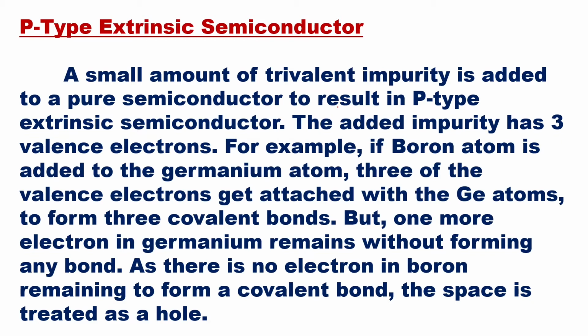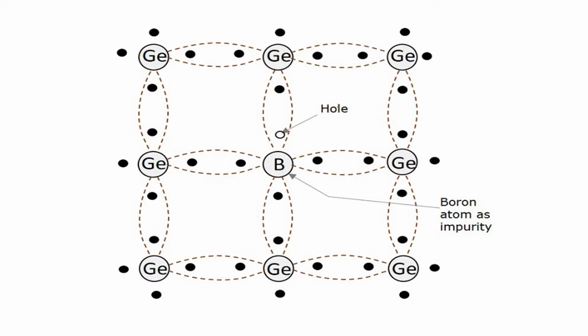They are trivalent elements. For example, if a boron atom is added to the germanium atom, 3 of the valence electrons get attached with the germanium atoms to form 3 covalent bonds, but 1 electron will become short. So one more electron in germanium remains without forming a bond, as there is no electron in boron remaining to form a covalent bond. This space is treated as hole. This we can see with this pattern here.